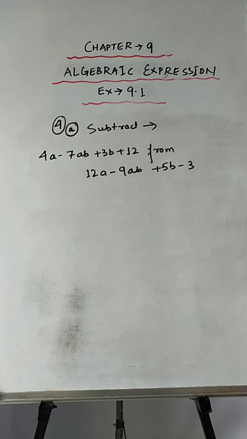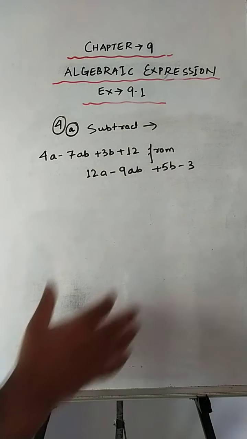Hello students, today we'll do question number 4 of exercise 9.1, chapter 9, algebraic expressions. We have 3 questions in question number 4 and in all we have to do subtraction, and today I will teach you the column method. We'll not do the horizontal method because that would be a little lengthier and time taking. So I will teach you how exactly to do the column method for subtraction, which is easy and less time taking also.